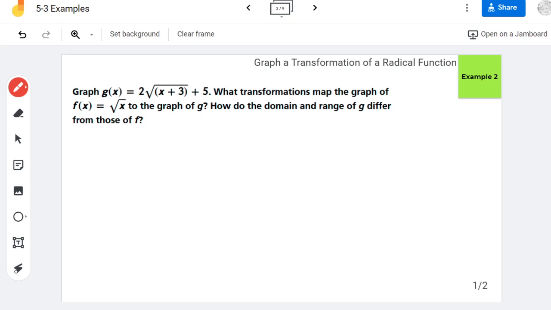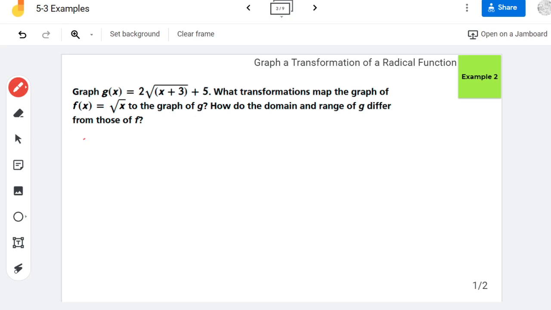So our problem starts out giving us an equation, and it asks us to identify the transformations that map the graph of this function to the parent function. Alright, so I'm going to start by identifying those, and then we're going to look at it on Desmos to look at the domain and range and how the domain and range are affected.